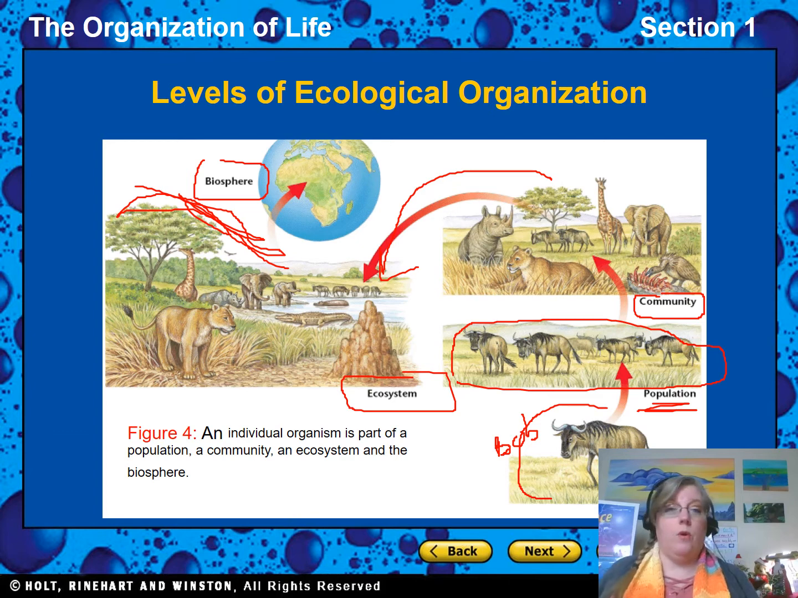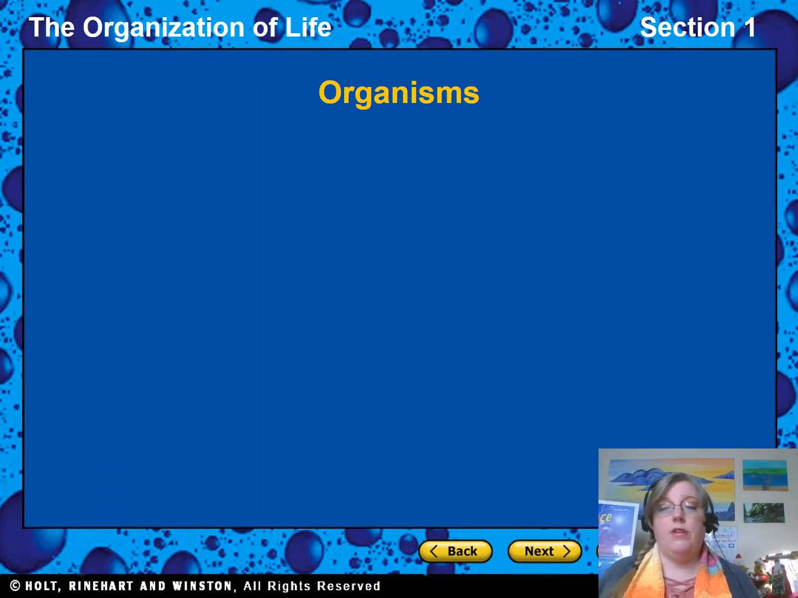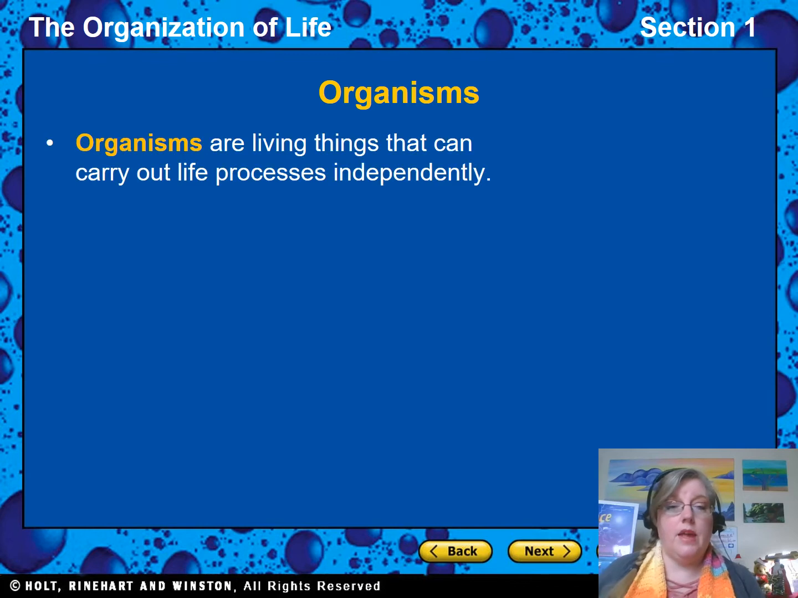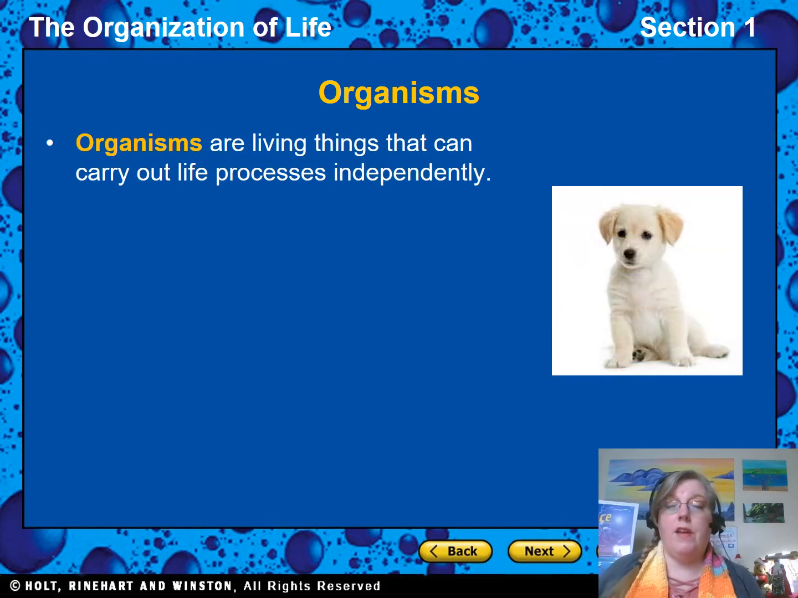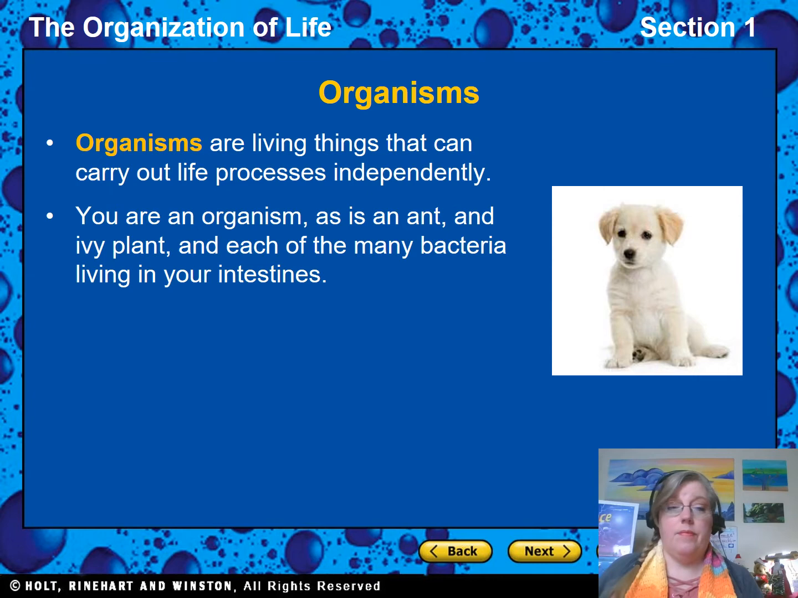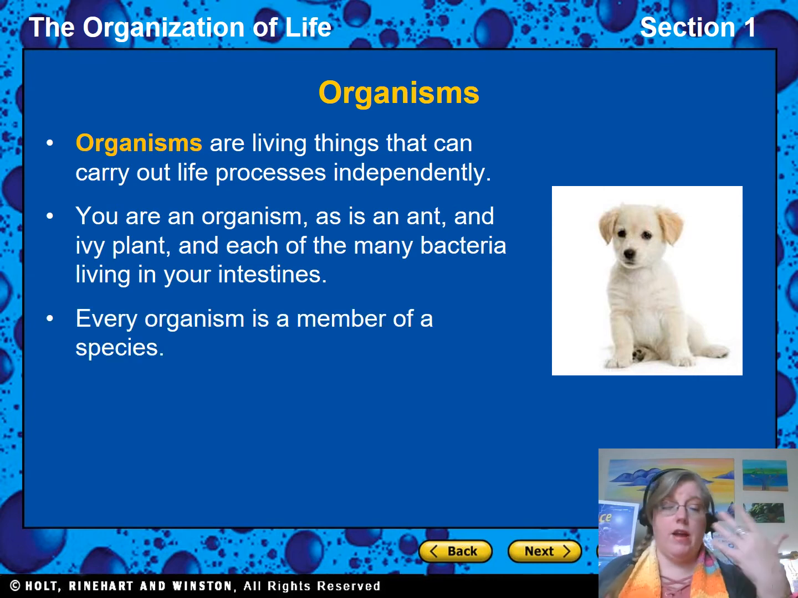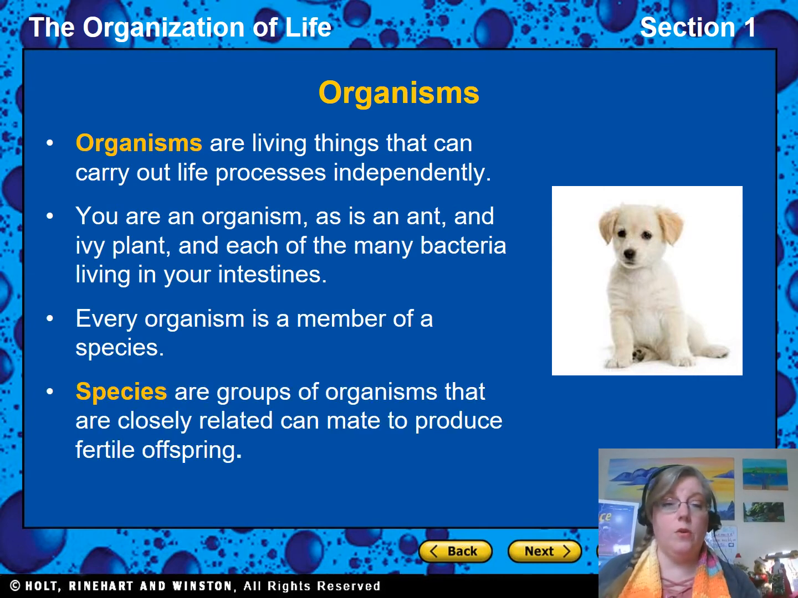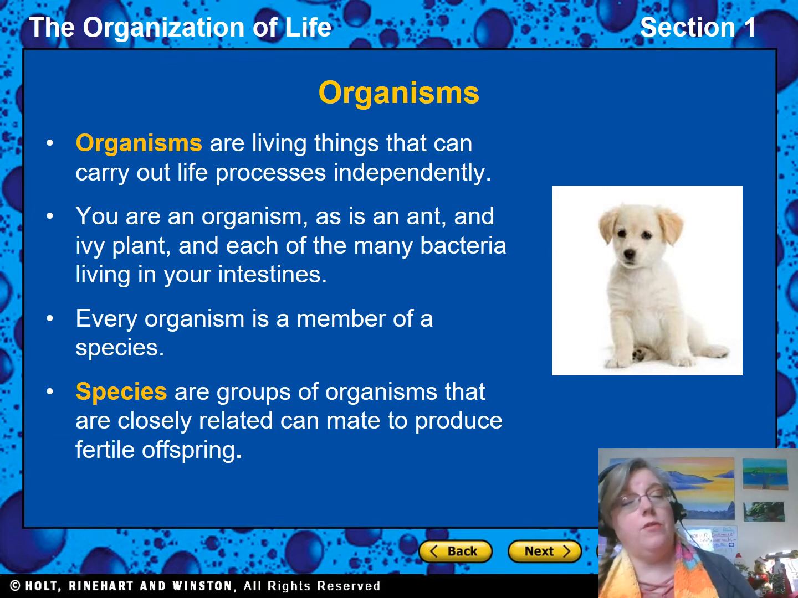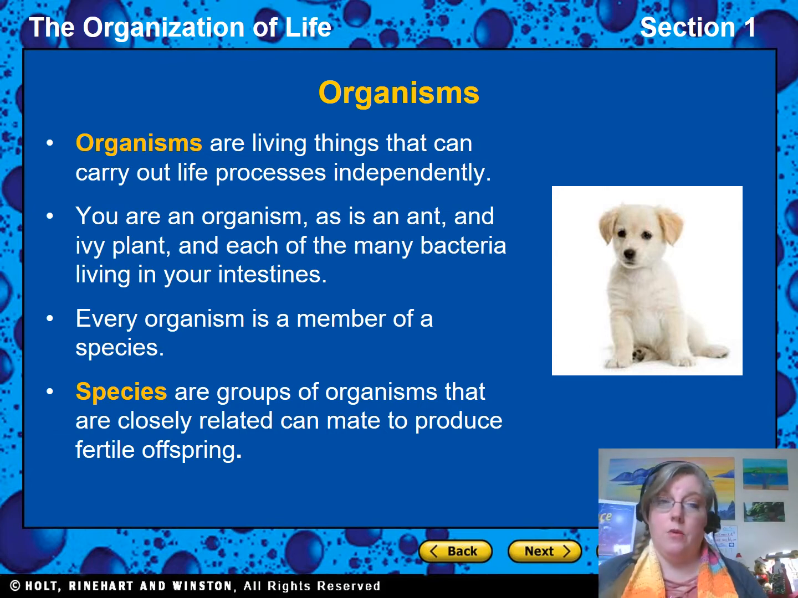Let's talk about them some more with our notes. We start off with the level of organism. Organisms are living things that can carry out their life processes independently. You have to have a whole body. You can carry out your whole life. That's a single organism. You are an organism. So is an ant. An ivy plant. Remember, don't forget the plants. An ivy plant is an organism. A bacteria is an organism. It doesn't matter how big or small it is. It just means that it can carry out its whole life processes by itself.